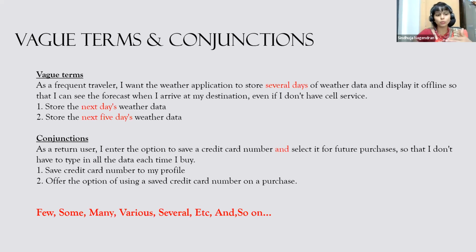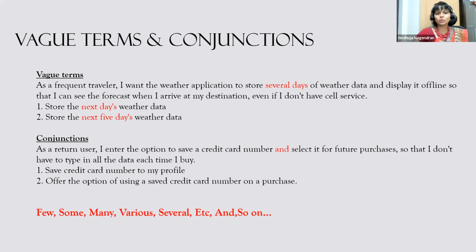Say, for example, in one and two options, if you say save credit card number to my profile, offer the options of using a saving credit card number on a purchase in the second option. So terms like few, some, many, various, several, etcetera, and so on, these are all vague terms and conjunctions. We as a scrum master, along with our developer and product owner, should be very focused on this kind of terms to avoid having multiple requirements in a single user story.